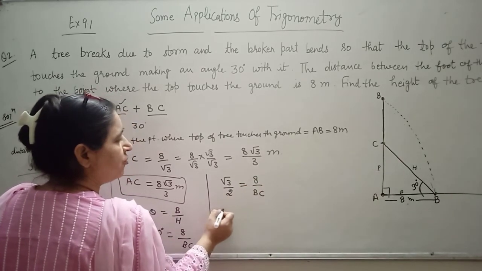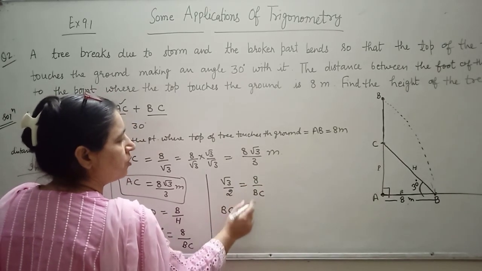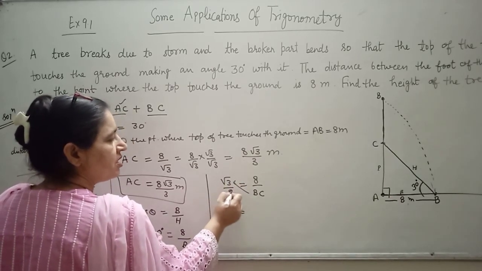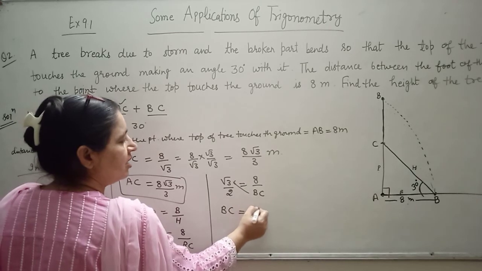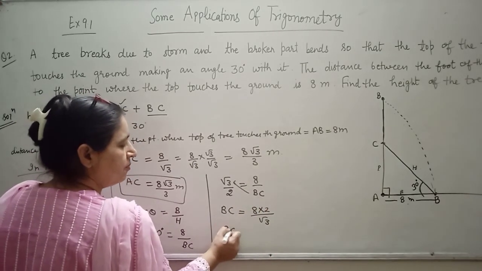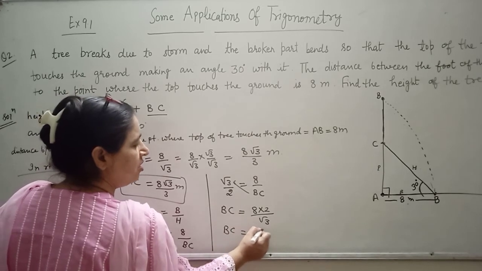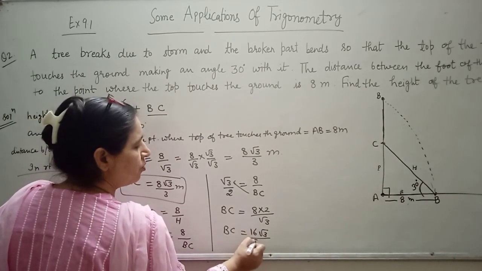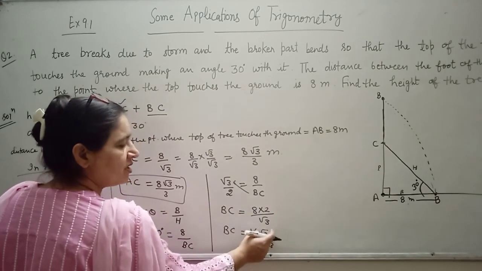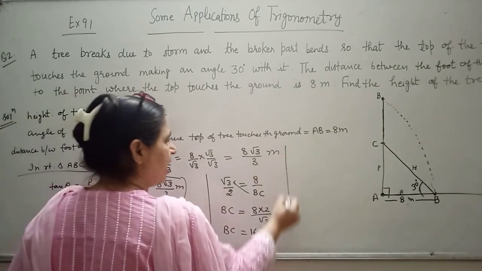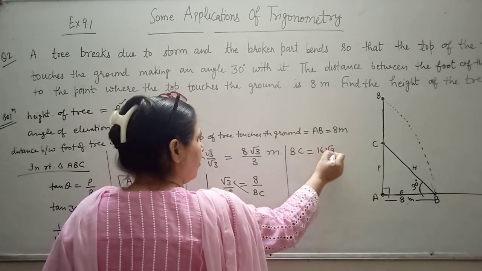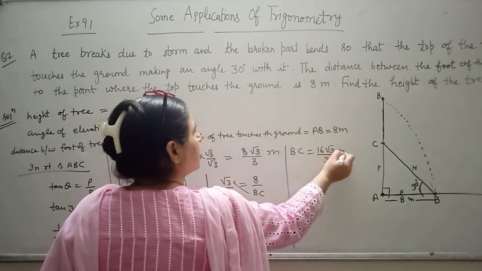So what is the value of BC? BC will come to this side. BC और ये इधर चला जाएगा, 8 into 2/√3. Rationalize it. BC is equal to 16√3 upon √3 into √3. ऊपर भी मैंने √3 से मल्टीप्लाई कर दिया, नीचे भी. So BC is equal to 16√3 upon 3 meter.